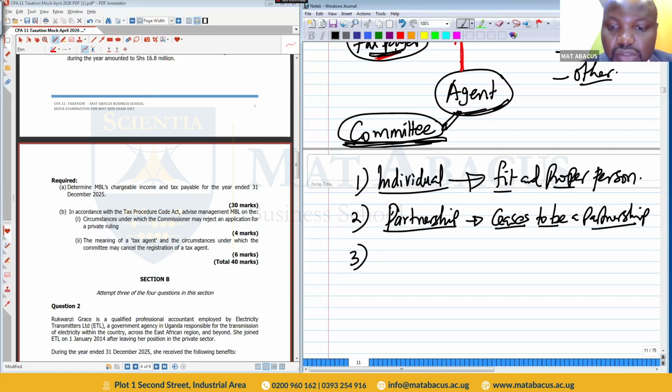3, in case of a company, if this is a company where the person who is nominated to act as a tax agent is no longer an employee of the company. When the person is no longer an employee of the company, the company has to appoint another person to act as a tax agent. Because like I was explaining, the taxpayer may select an individual to be their tax agent, may select a partnership, or may even select a company to act on their behalf.